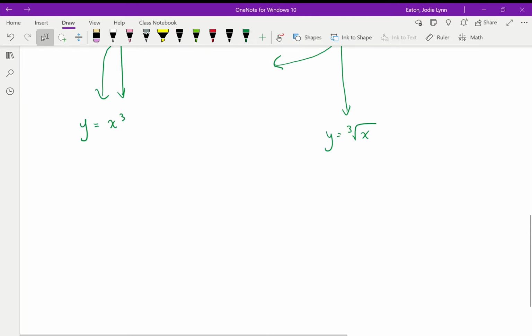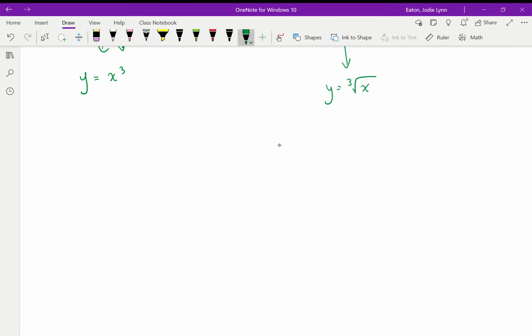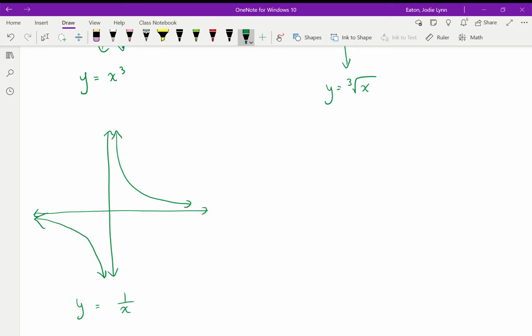So we have also some reciprocal and some rational functions. Let's look first at just a basic reciprocal function. We have y equals 1 over x, and that looks like this. It's what we call a hyperbola. And if we take the reciprocal of a function like y equals 1 over x squared, that one looks like this.